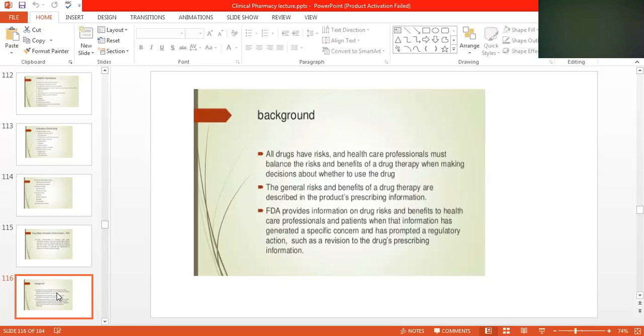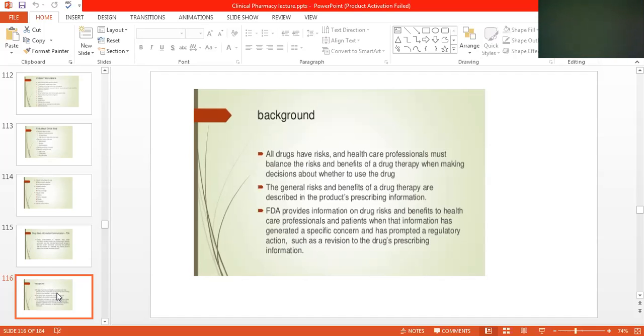Background: all drugs have risk, and healthcare professionals must balance the risk and benefit of a drug therapy when making decisions about whether to use the drug. The general risks and benefits of a drug therapy are described in the product description information, the leaflet insert. If you go to the leaflet insert, you will get all the information on the drug. FDA provides information on drug risks and benefits to healthcare professionals and patients when information has generated a specific concern and has prompted a regulatory action, such as the revision of the drug's prescribing information.